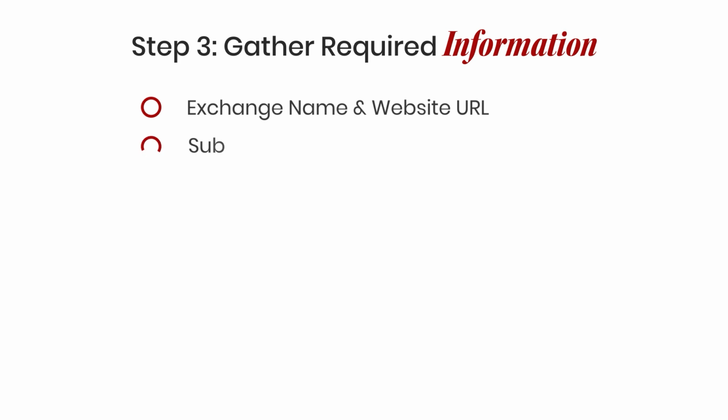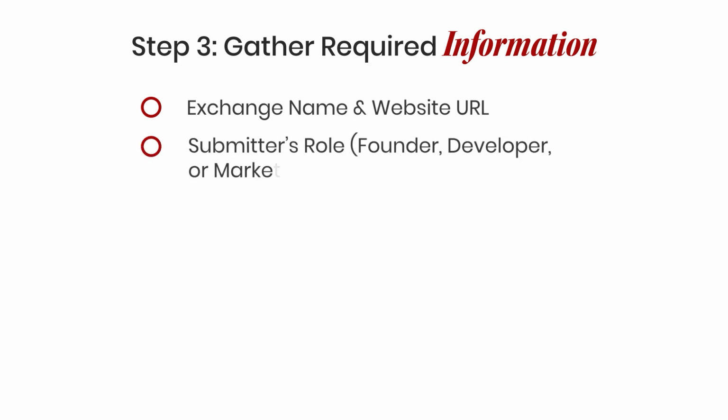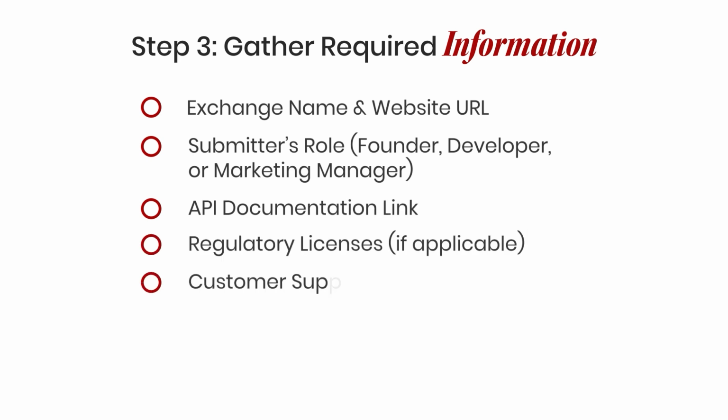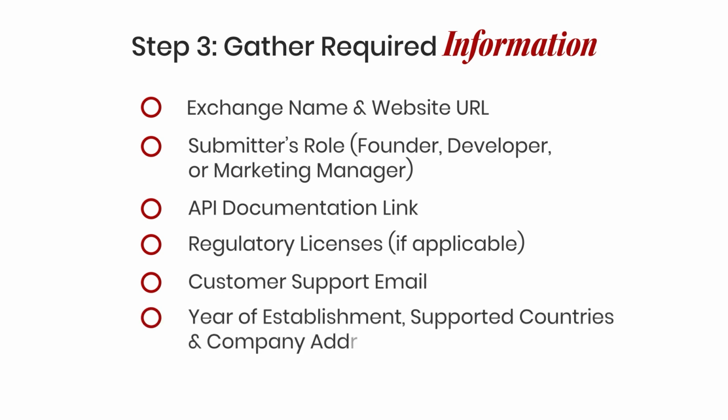Step 3. Gather required information. Before filling out the listing request form, prepare the following details: exchange name and website URL, submitter's role (founder, developer, or marketing manager), API documentation link, regulatory licenses, if applicable, customer support email, year of establishment, supported countries and company address, team public profile links.